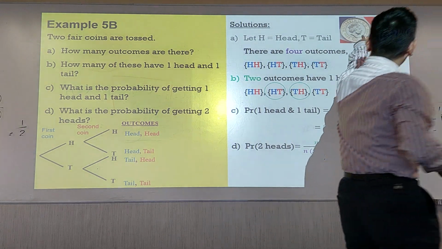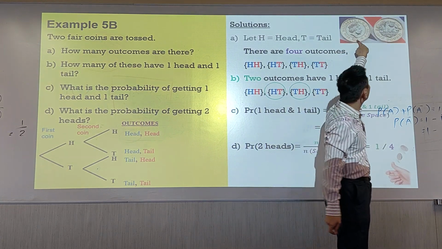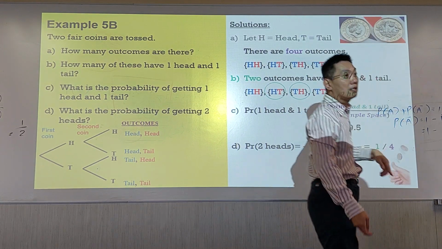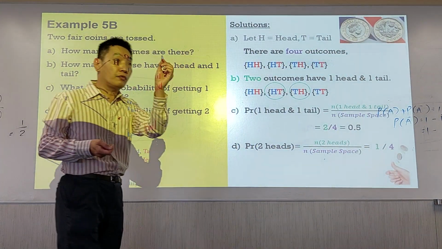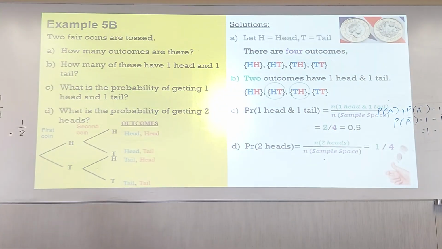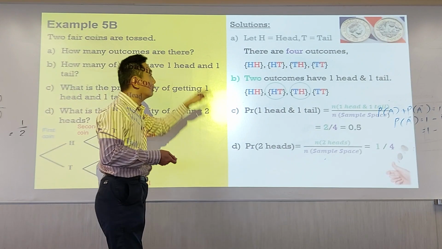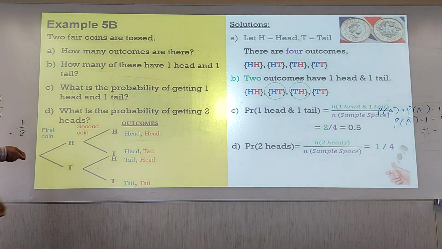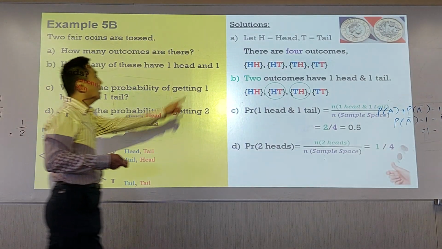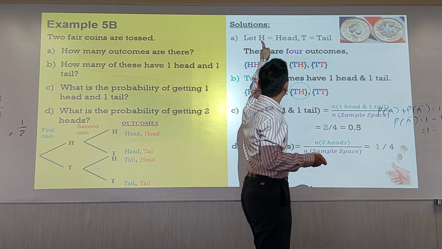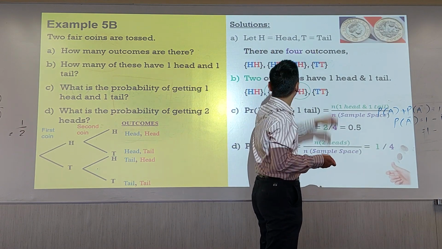Or another example will be this. This is the head, and this is the tail. So that means one coin has two faces. In this case, we can conclude that n(S) is equal to 2, either head or tail. We can use H to represent head, T to represent tail.